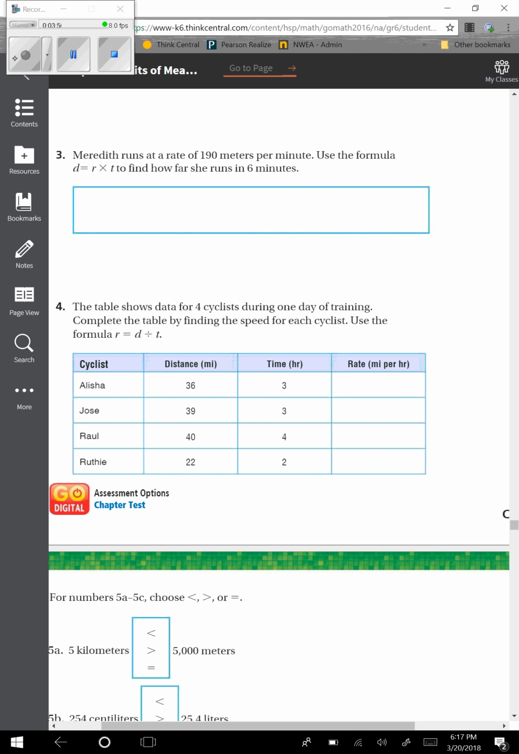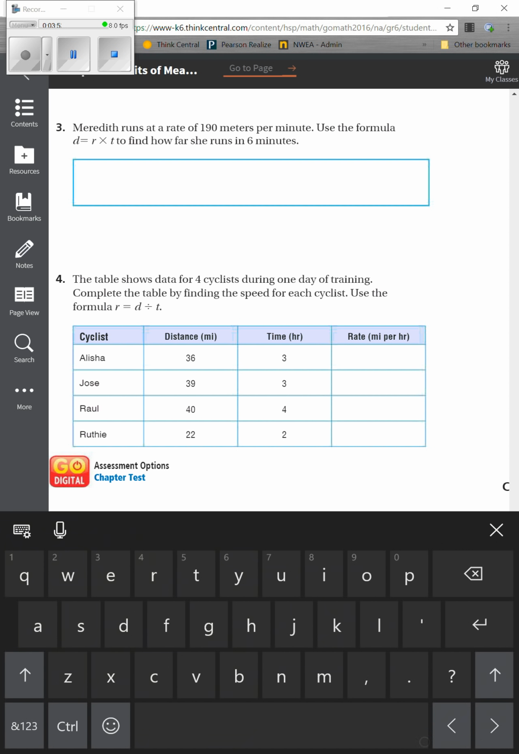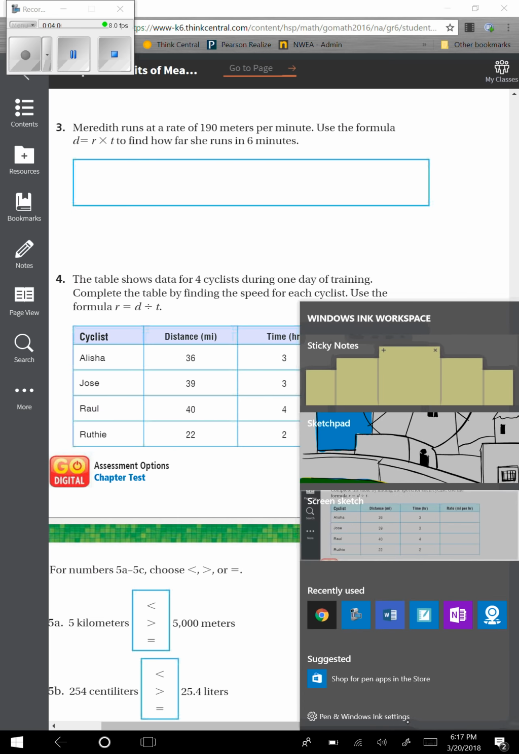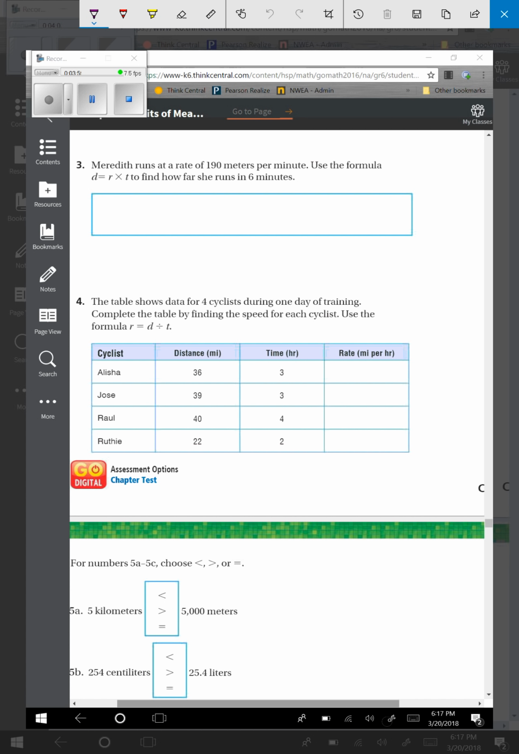Okay, let's go down to number 4. Oops, wrong button. Okay, on number 4, Meredith runs at a rate of 190, that's number 3. Number 4, the table shows data for 4 cyclists during 1 day of training. Complete the table by finding the speed for each cyclist. Use the formula R equals D divided by T. Okay, so we're just going to plug and chug, basically.